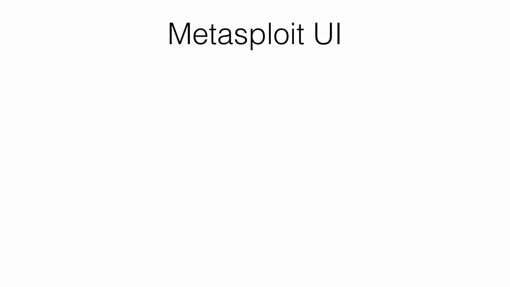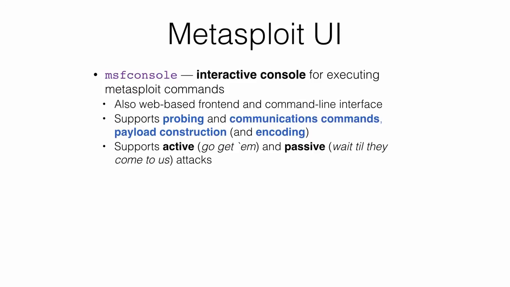The Metasploit framework has a bunch of different ways to support user interaction. For example, the MSF console is an interactive, type-based command prompt for executing Metasploit commands. There's also a web-based front end and a command line interface from the normal shell. All of these support probing and communication commands, payload construction and encoding, and support active and passive attacks. Active attacks are those that involve connecting to a remote service, while passive attacks are those that involve setting up a service and letting clients connect to you.